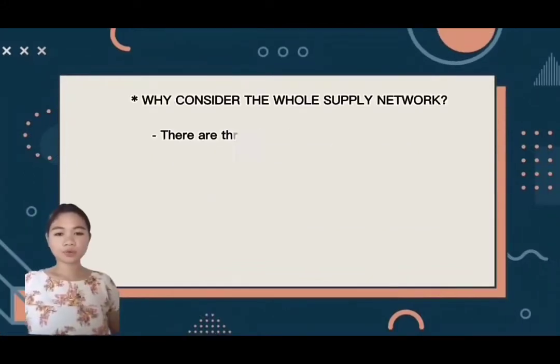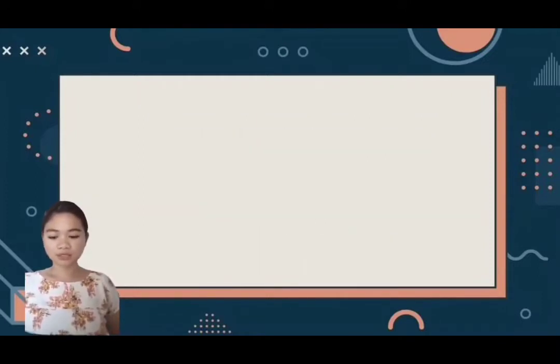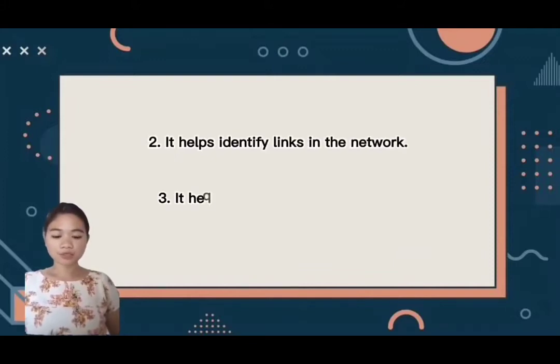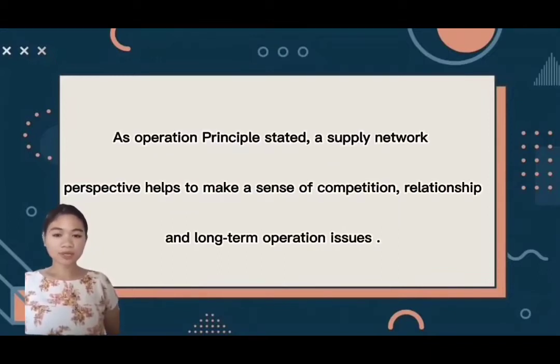Why consider the whole supply network? There are 3 important reasons for taking a supply network perspective. First, it helps an understanding of competitiveness. Second, it helps identify links in the network. And lastly, it helps focus on long-term issues. As the operations principle states, a supply network perspective helps to make sense of competition, relationships, and long-term operation issues.